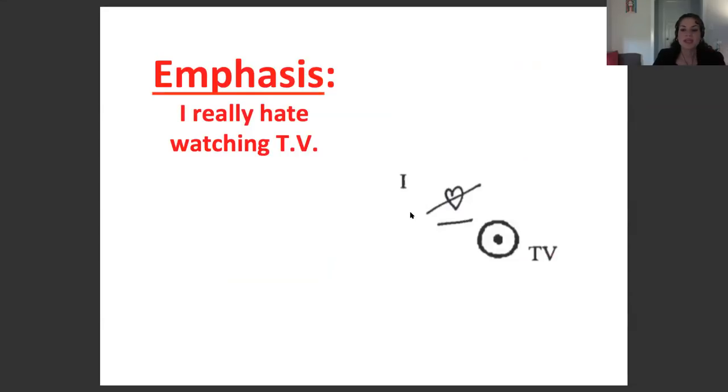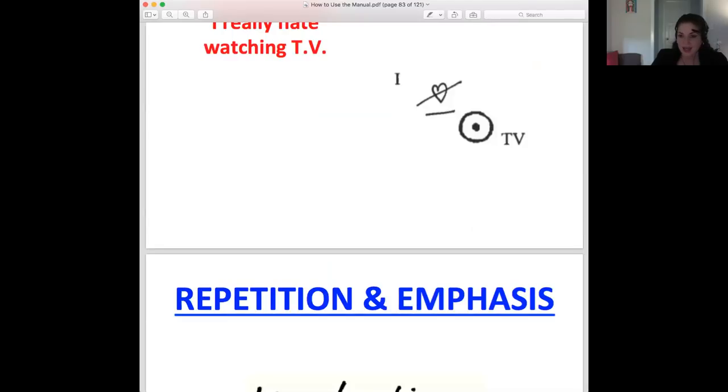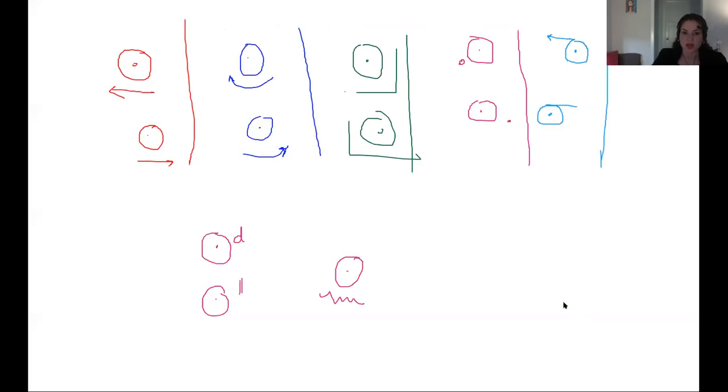Emphasis. When people speak and they repeat things or they emphasize things, we can underline them. So in this case, the person said, I really hate watching TV. And the cool thing about emphasis, and I neglected to say also negatives and opposites, is that you don't even have to wait for the person to finish talking. You can already go ahead and start doing your line. So for example, if the person says, I don't see him. Did you notice that as soon as I heard the word don't, I made my slash? I didn't wait for the verb. I don't see him.